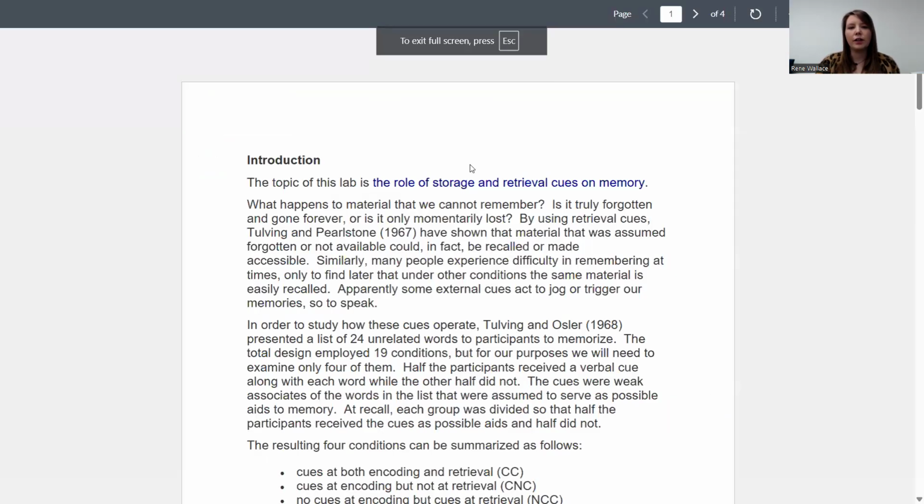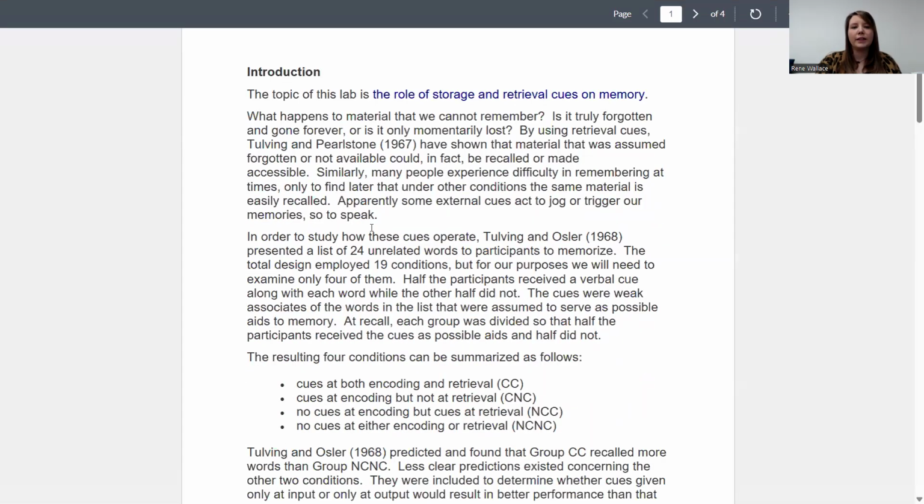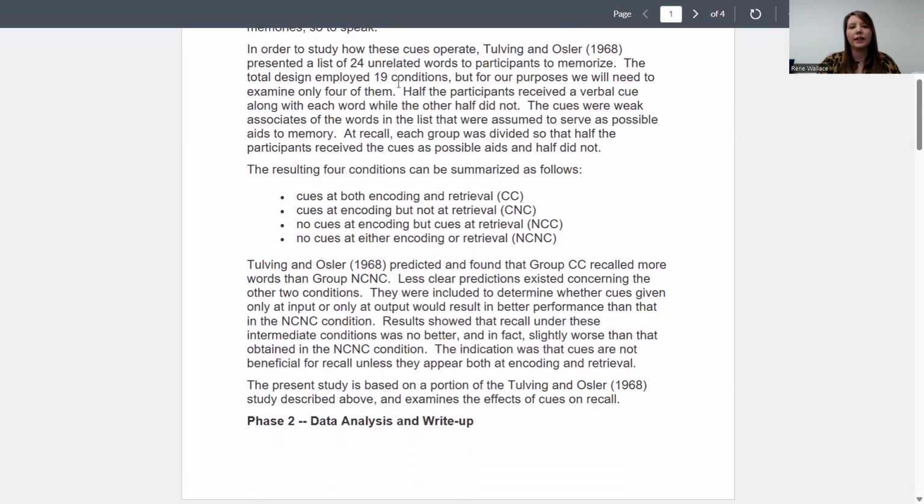Okay. So here's lab 4.2. The stuff at the top is the same, right? We were looking at the role of storage and retrieval cues to see if having an encoding cue present or absent or a retrieval cue present or absent affected the amount of correctly recalled words. So we have this research by Tulving and Pearlstone from '67. They did 24 unrelated words in 19 conditions.